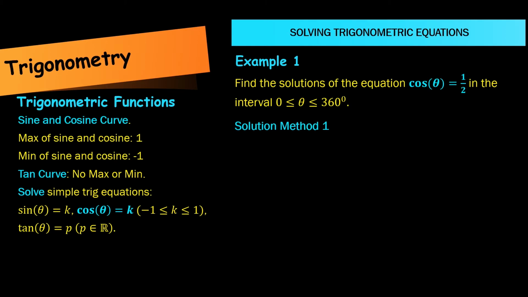So let's solve this using one solution method. We are required to find the solutions of the equation cos theta equals 1/2 in the interval 0 less than or equal to theta less than or equal to 360 degrees. Recall the cast diagram. In the first quadrant, sine, cos, and tan are all positive. In the second quadrant, only sine is positive. In the third quadrant, only tan is positive. And in the fourth quadrant, only cos is positive.